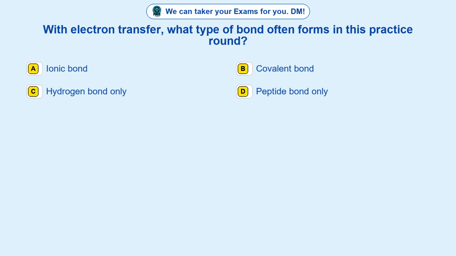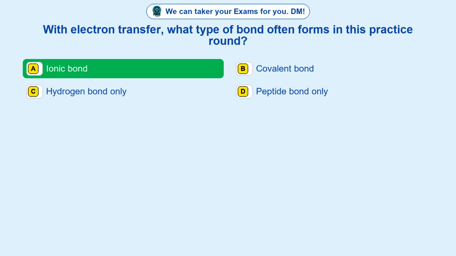Question 33. With electron transfer, what type of bond often forms in this practice round? Option A, ionic bond. Option B, covalent bond. Option C, hydrogen bond only. Option D, peptide bond only. The correct answer is option A.